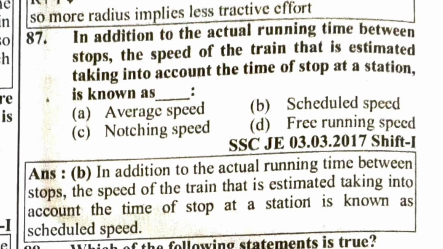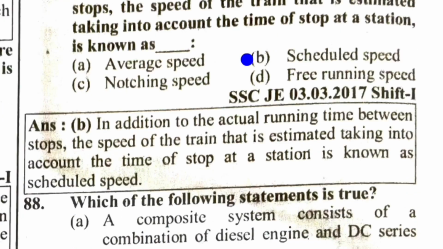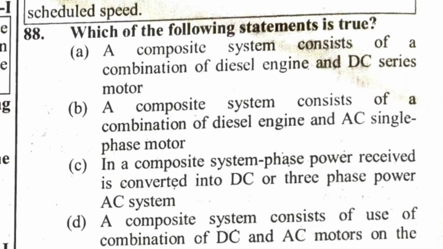In addition to actual running time between stops, the speed of a train that is estimated taking into account the time of a stop at a station is known as scheduled speed. Which of the following statements is true? In a composite system, single-phase power received is converted into DC or three-phase AC power.